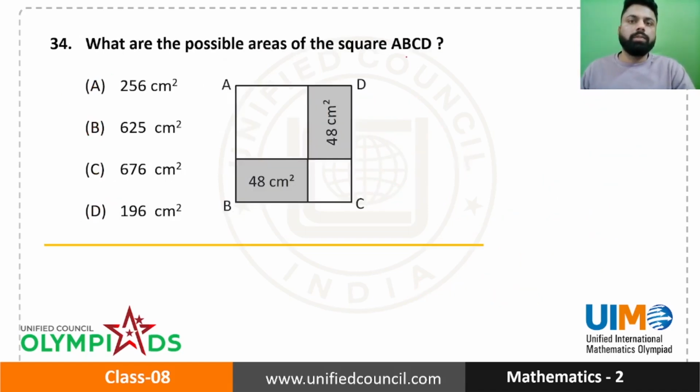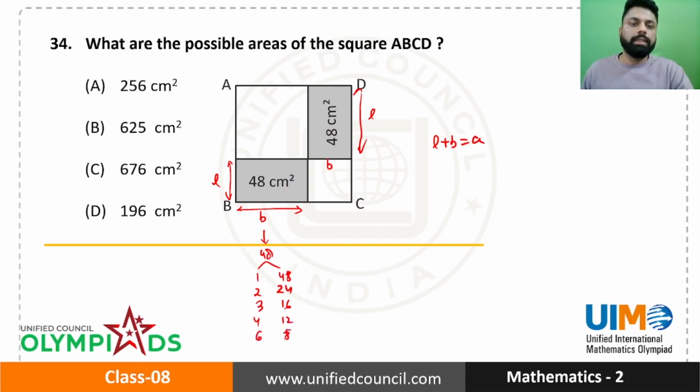What are the possible areas of quadrilateral ABCD? For square ABCD, so this is 48. This is length into width. Now L plus B is equal to A. So in this case, square ABCD, 48 can be written down as 1 and 48, 2 and 24, 3 and 16, 4 and 12, 6 and 8.